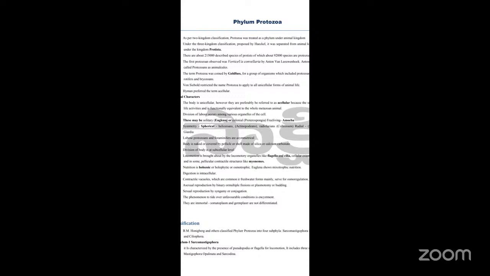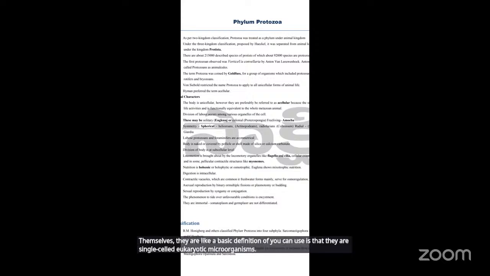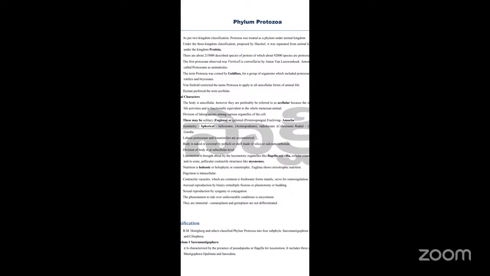Protozoans themselves, a basic definition that you can use is that they are single-celled eukaryotic microorganisms. Single-celled means they can exist as one cell. They don't need to come together. They can exist on their own. And eukaryotic means that they have a nucleus and they are membrane bound. So they can stand on their own, basically.